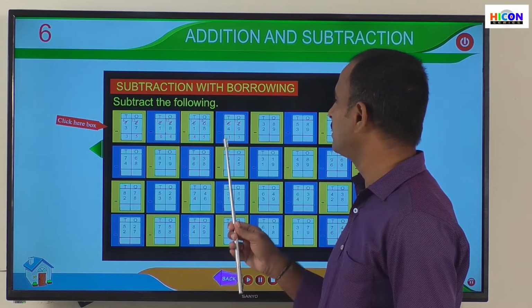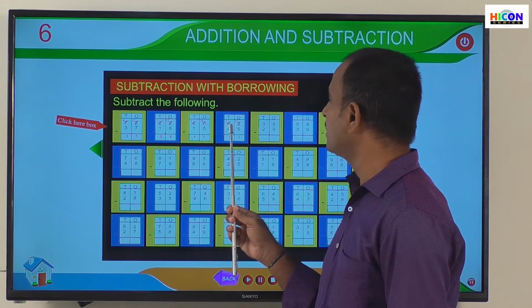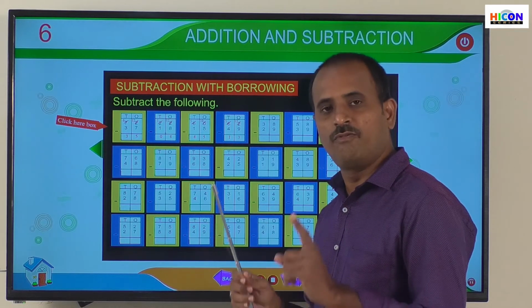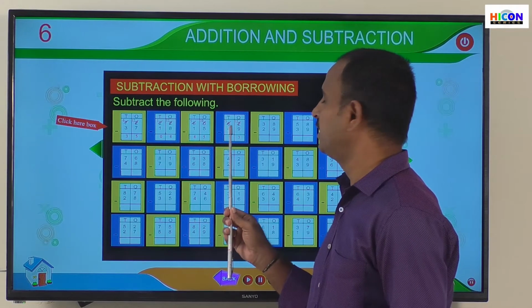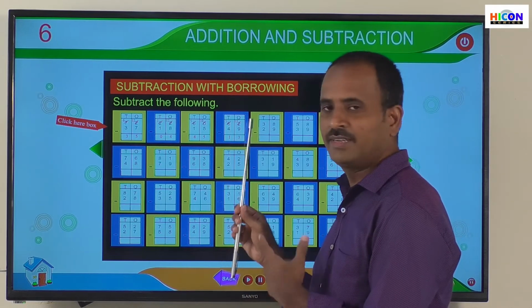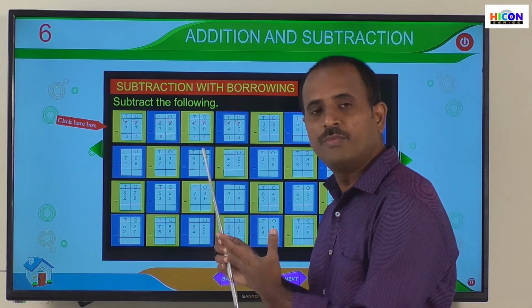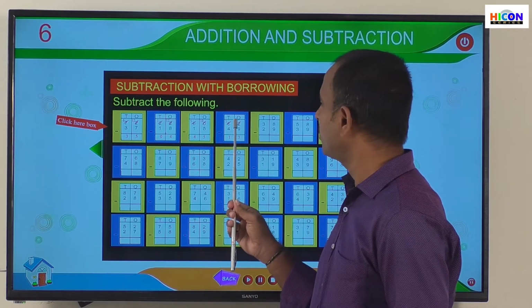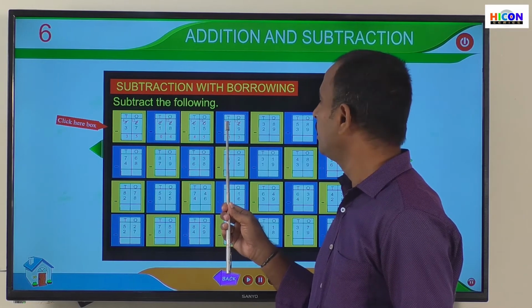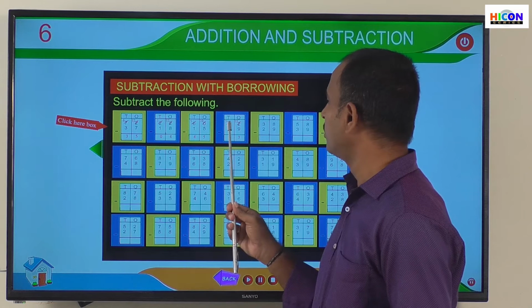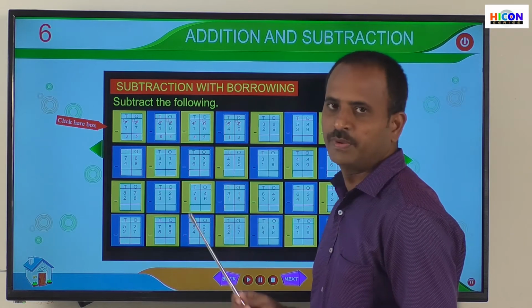What is the next place here? Tens place. How many tens are there? There are 6 tens. So borrow 1 ten from the 6 tens. If you borrow 1 ten from the 6 tens, then how many tens will there be? There will be only 5 tens. So strike off 6 and write 5, which means there are 5 tens. And carry that 1 ten to the ones place.